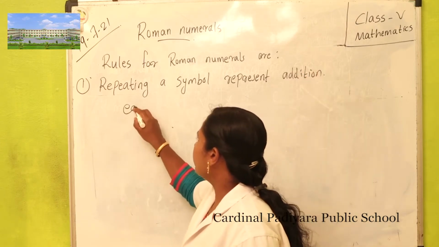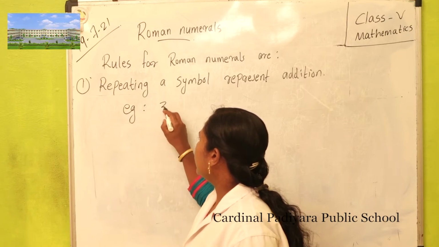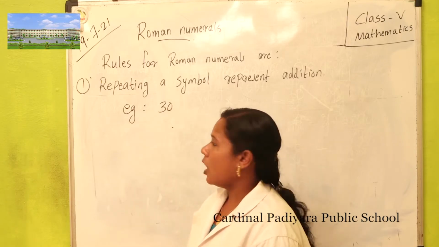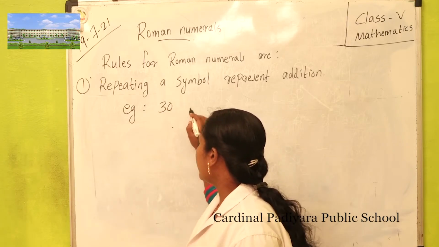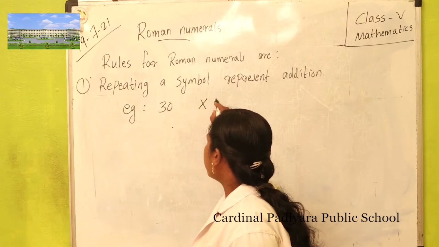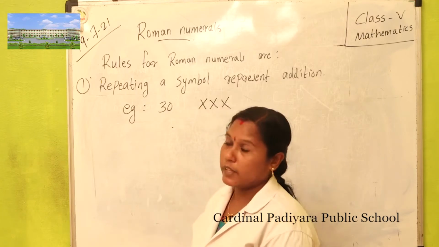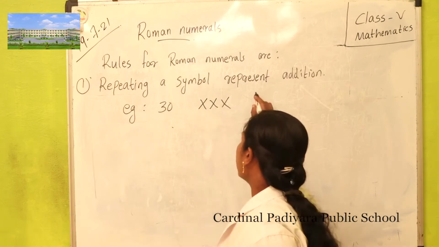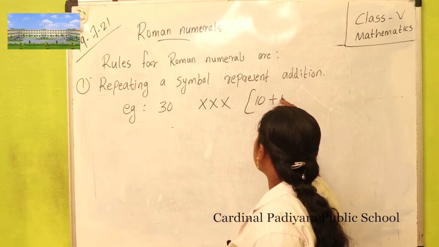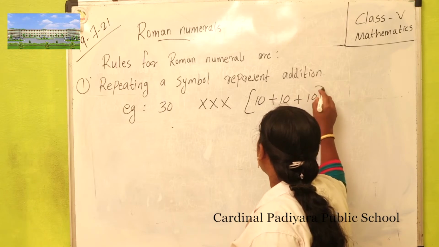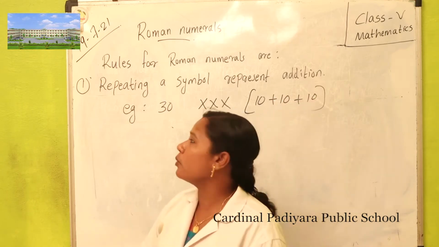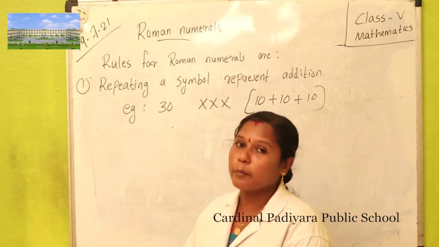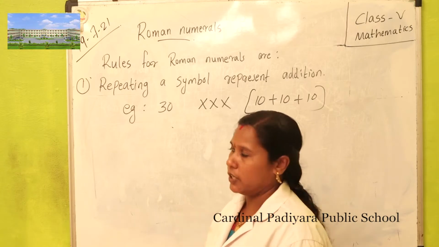Example, 30. How to write 30 in Roman numerals? X, X, X. X is 10, so X, X, X means 10 plus 10 plus 10. That is 30. Our first rule is repeating a symbol represents addition.